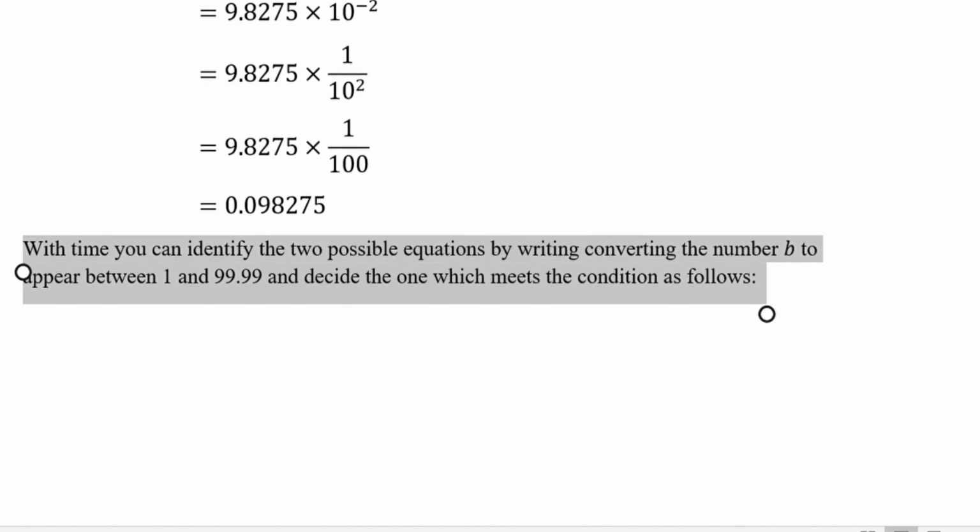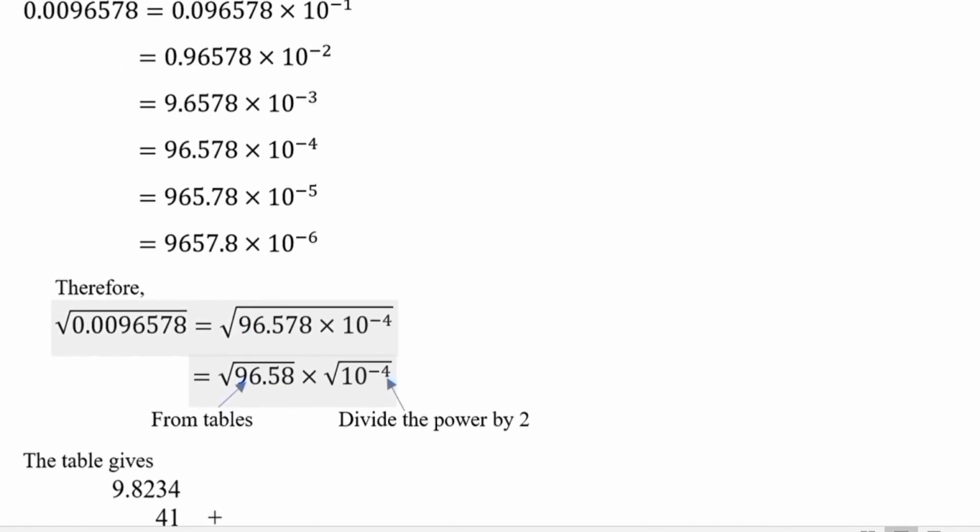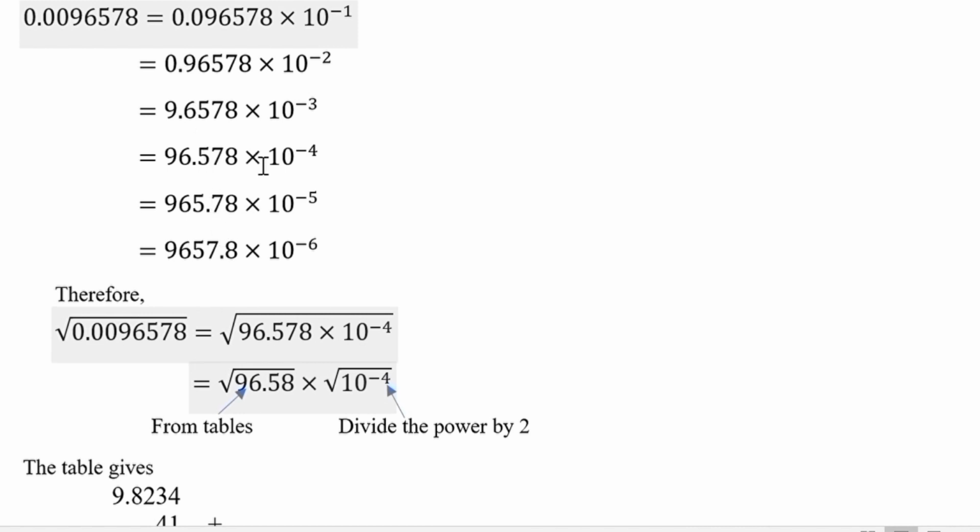With time, you realize that we don't have to write all this when we are trying to identify the number that we shall use in getting the square root for this. You just have to ask yourself, how can I move the decimal to either here or here so that I meet the two conditions? The number is between 1 and 99.99, and the power associated with that number is even. So the moment you identify those two forms of writing this number, you realize that one of them will meet the two conditions, and it's the one you use.